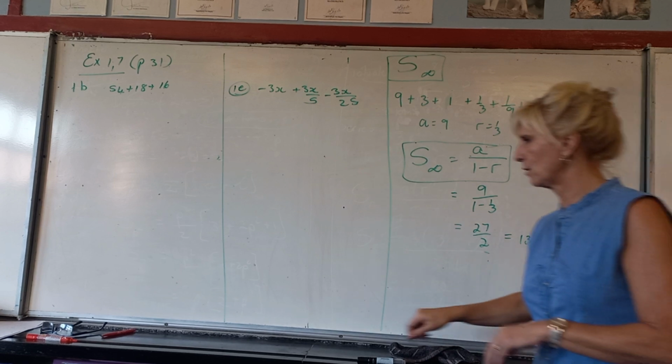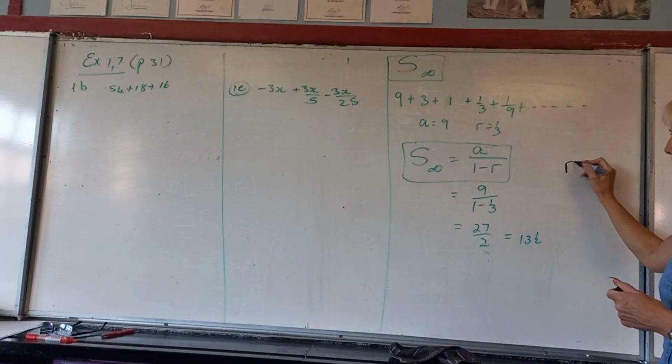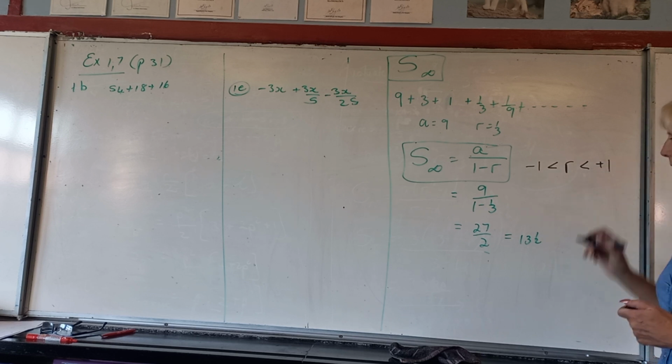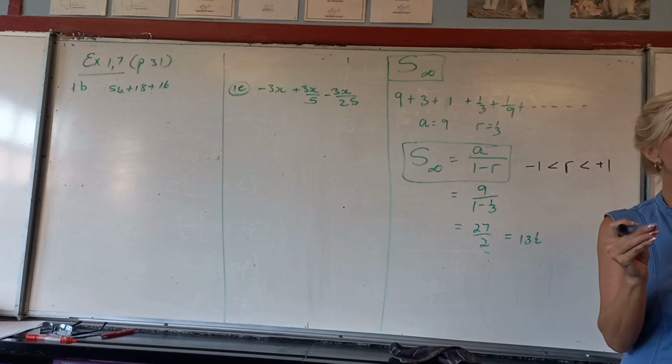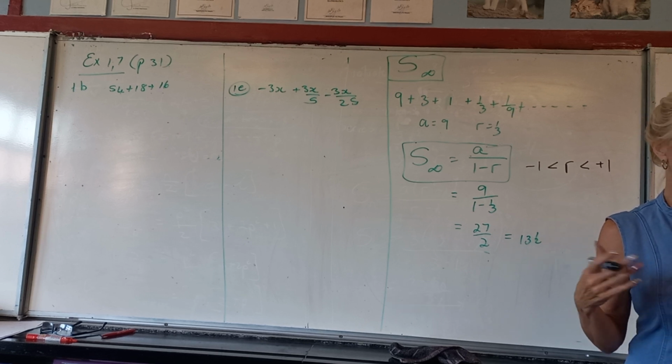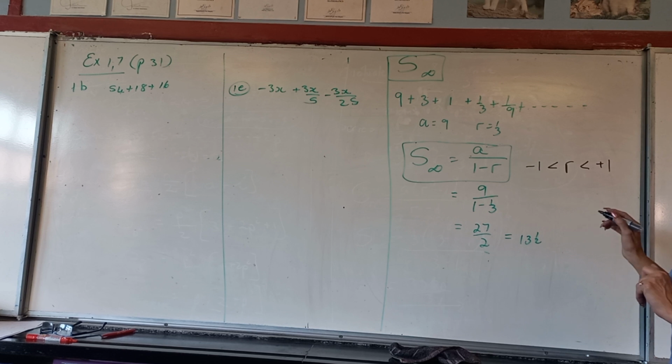You've got to know that r has to be between 1 and negative 1. In other words, a fraction. And also r can't be 0. That's a given, let's say, a restriction. R can't be 0.